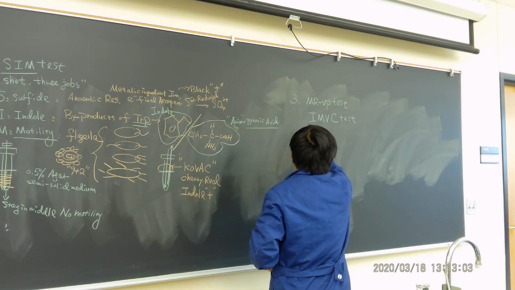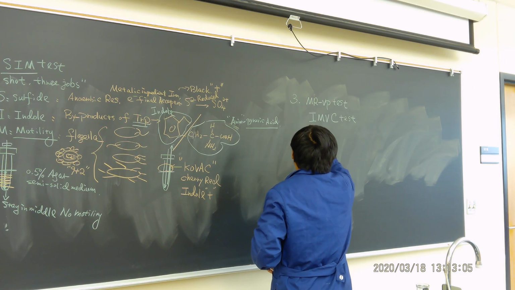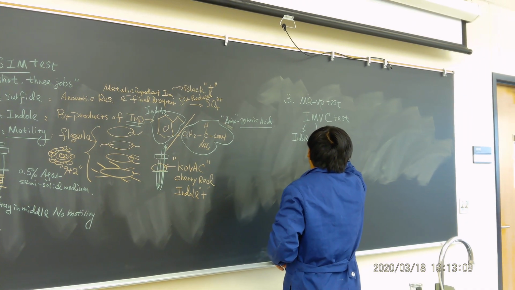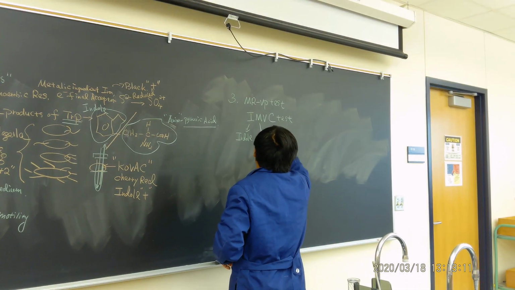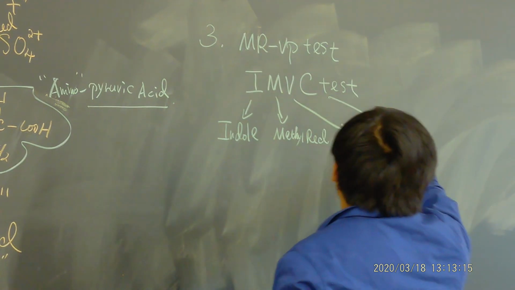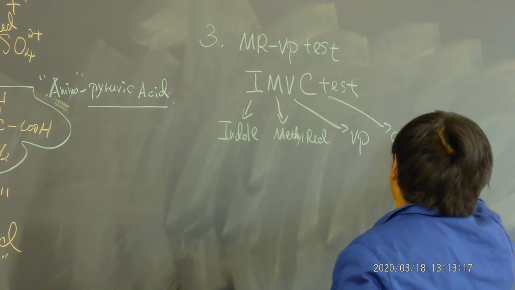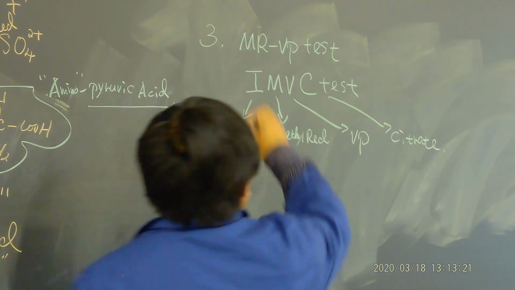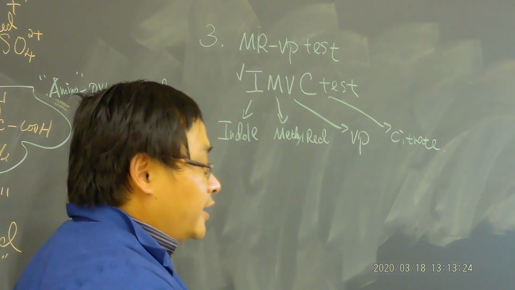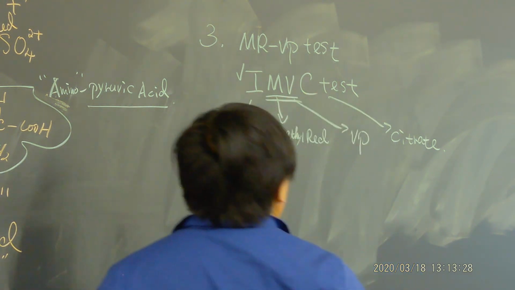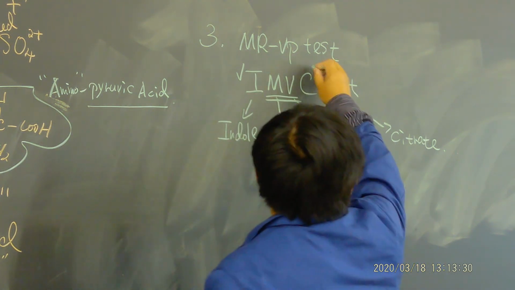I means indole. M is methyl red. V is VP, Voges-Proskauer. C is citrate. So for the tests we did here, the SIM test covers indole. Methyl red and VP we will do right now. The citrate test we're not going to do.